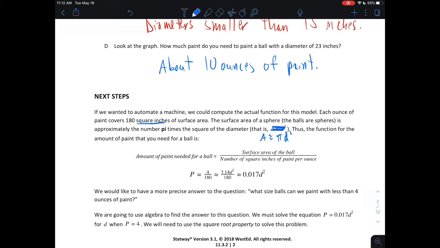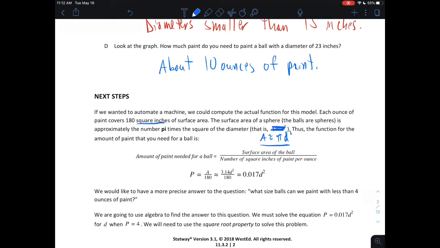Notice I'm just using my capital A is equal to pi d squared. And then that's divided by 180. You can divide 3.14 by 180, and you get approximately 0.017. And then this is the number that's being multiplied by d squared, where d is our variable, the varying size of the diameter. So we would like to have a more precise answer to the question.